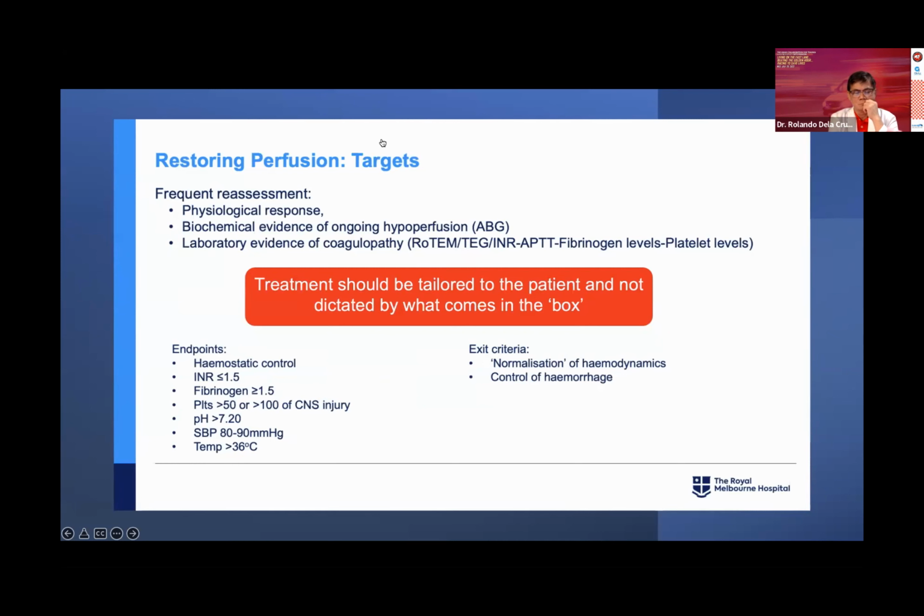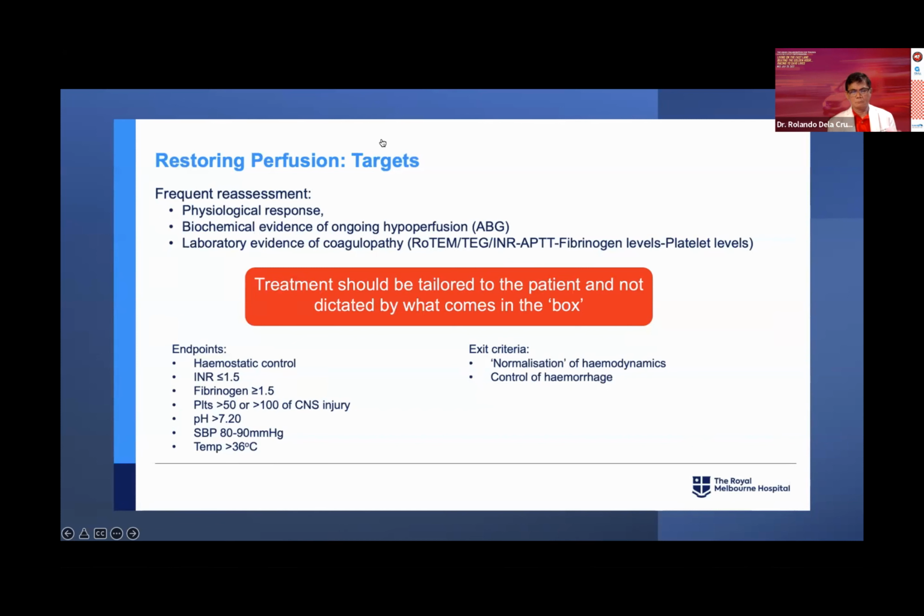If available, laboratory evidence of coagulopathy or its correction is also invaluable, and we use either ROTEM or TEG, but some of the more traditional tests such as INR and APTT, fibrinogen levels, platelet levels are also important if you have access to them. I think what's also important, particularly for those institutions where the massive transfusion protocol initiates the delivery of a box of products, is that treatment should be tailored to the needs of the patient and not necessarily dictated by what comes in the box.